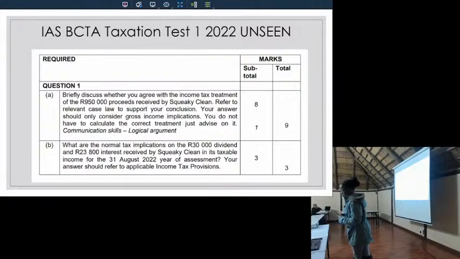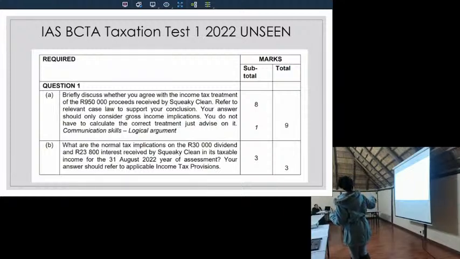Cool. Your answer should only consider gross income implications. I was just nice. It was their first test, right? I don't have to tell you that as well. Are we good? You do not have to calculate the correct treatment, just advise on it. Cool. You also get a mark for communication skills. It's not mandatory. I can just give you 8 marks. Like I don't give 1 marks for fun. I might just give you 8 marks.